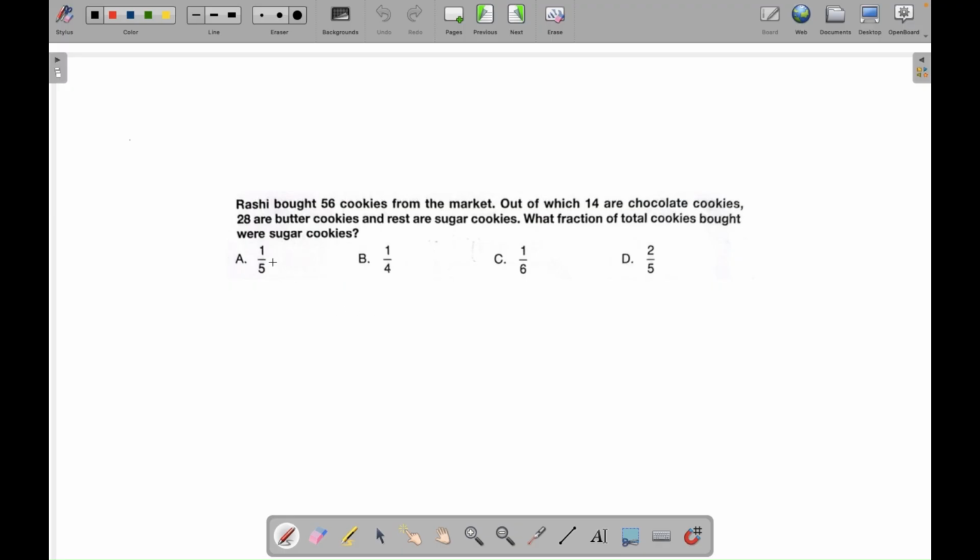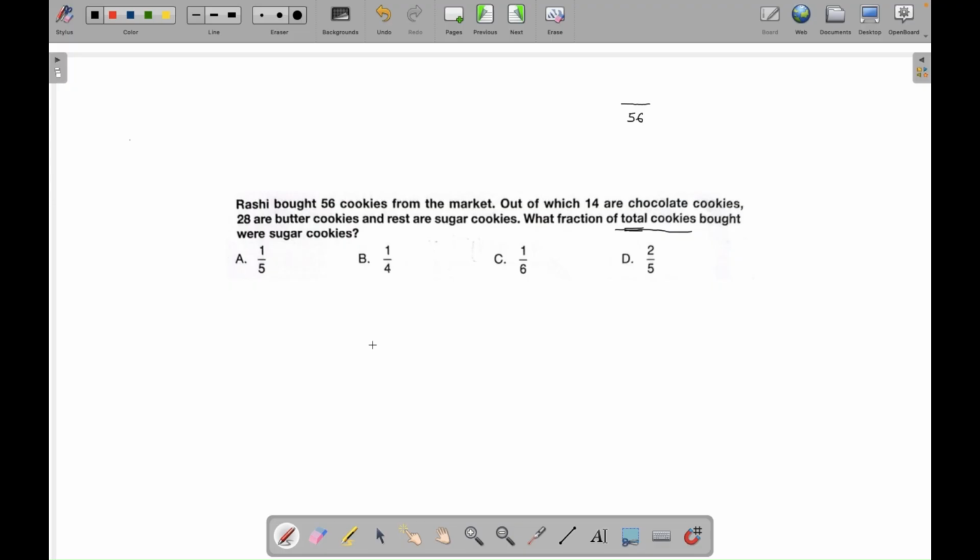Okay, a different type of question, wherein we are given a word problem, we have to create a fraction out of that. Rashi bought 56 cookies from the market, out of which 14 are chocolate cookies, 28 are butter cookies, and the rest are sugar cookies. What fraction of total cookies bought were sugar cookies? So if we look into this question, it is saying what fraction of total cookies, right? So we are given the denominator. In the denominator, we should have the total cookies, right? Because it is asking what fraction of total cookies. Okay, so denominator is the total number of cookies that we have, which is 56.